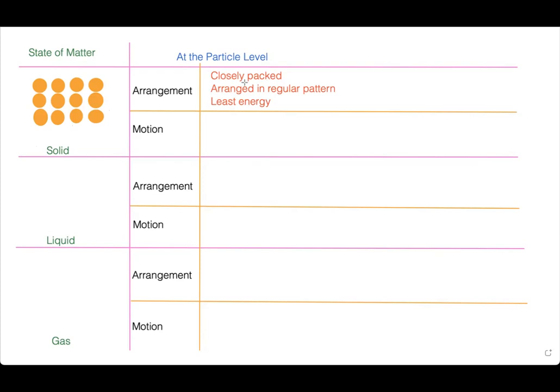And therefore, because they are closely packed and arranged in a regular pattern, from here you can tell that solid has a fixed volume and a fixed shape. Is that clear?